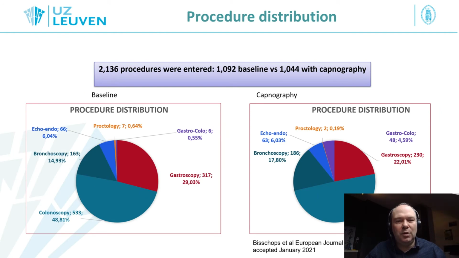So this is the distribution of the procedures. We had more than 1,000 procedures in the baseline group and more than 1,000 in the capnography group.